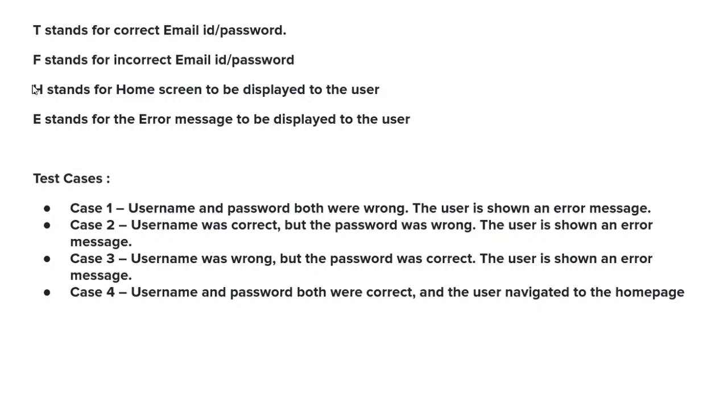And what are the conditions for that action? When will the home screen be displayed? Only when the user enters the correct username and correct password, that is, correct email and correct password. Then only should the user see the home screen. So H stands for home screen and E stands for the error message. E is the error message to be displayed to the user. That is the action again.